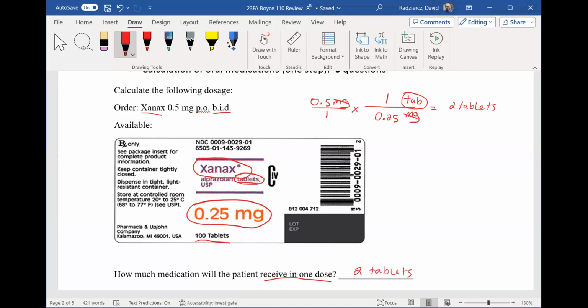The other way to solve this type of question is what I think is the common thing, just doing what's called ordered over available. So my order is what? 0.5 milligrams. My available is 0.25 milligrams. Now, ordered over available is a great one to know, but don't forget your quantity. So 1 tablet is my quantity. And I'm going to get to the same answer, the 2 tablets.